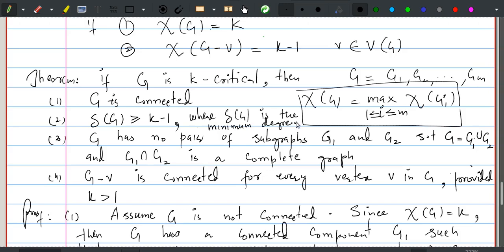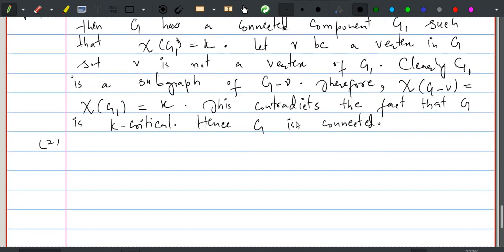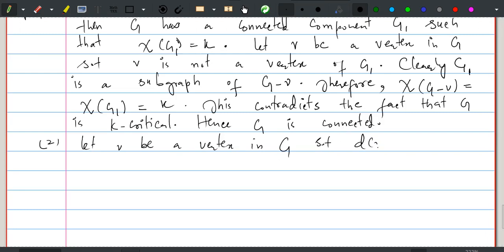So this is the minimum degree of G. We have to prove the minimum degree of G is at least k minus 1. Suppose not. Let v be a vertex in G such that the degree of this vertex v is less than k minus 1.